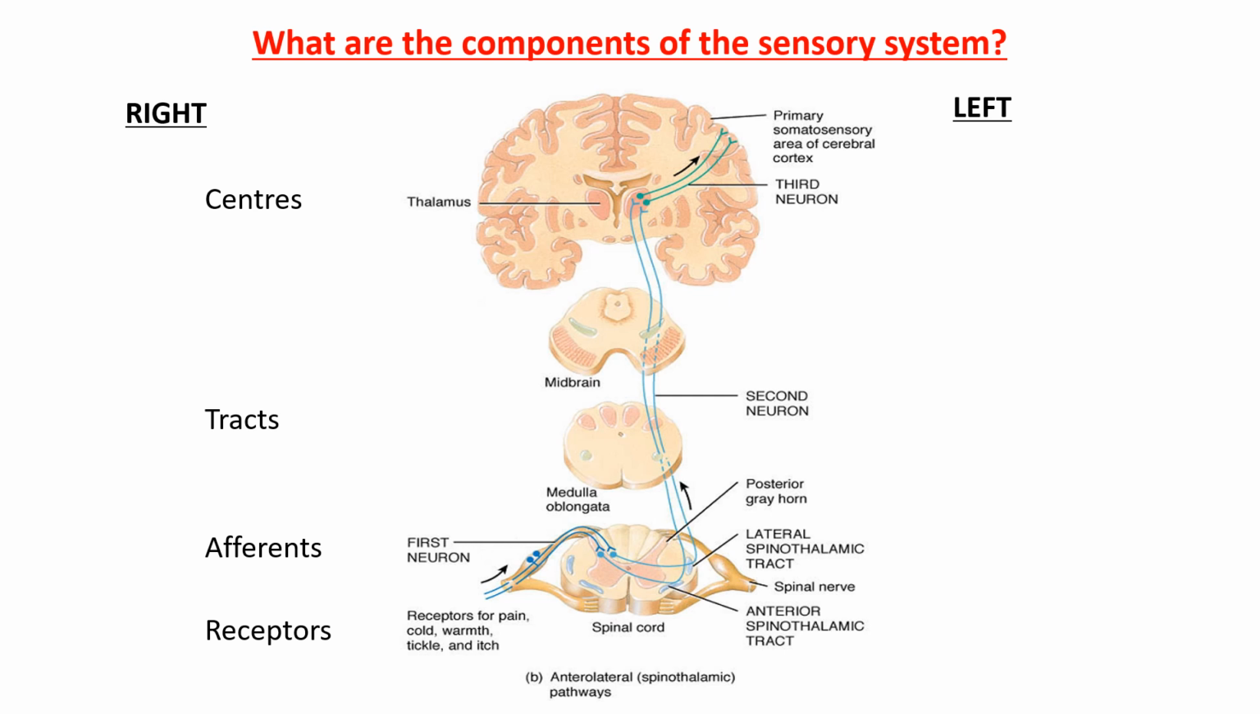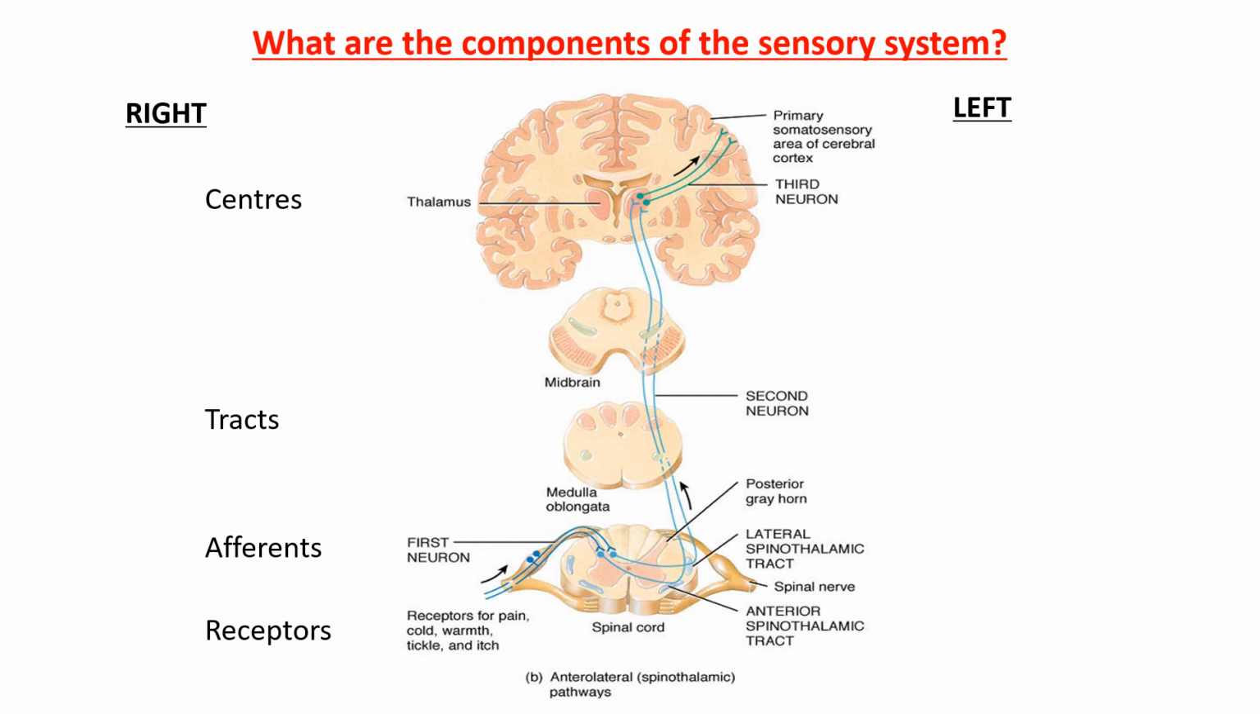These are the components. So you have the receptor, you have the afferent neuron, which is the first order neuron. It synapses with the second order neurons in the spinal cord, and the second order neurons then go all the way up to the thalamus, where they synapse with the third order neurons. So these third order neurons carry that information right to the primary somatosensory area of the cerebral cortex, and that's where the information is interpreted and the site is identified.